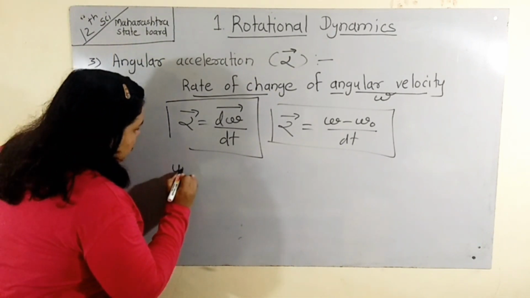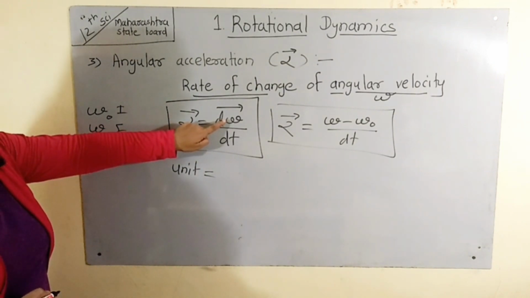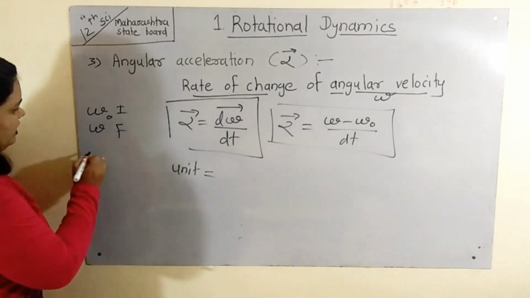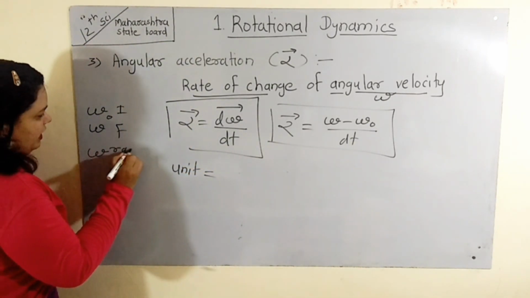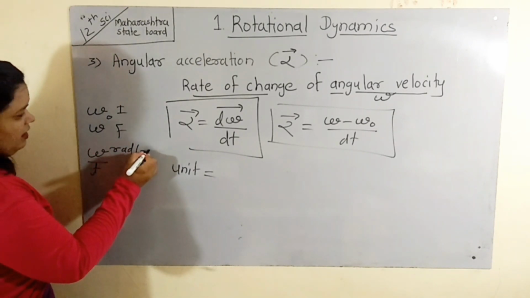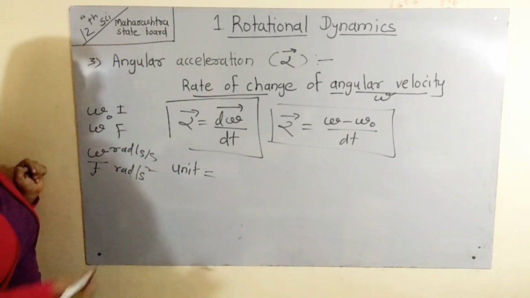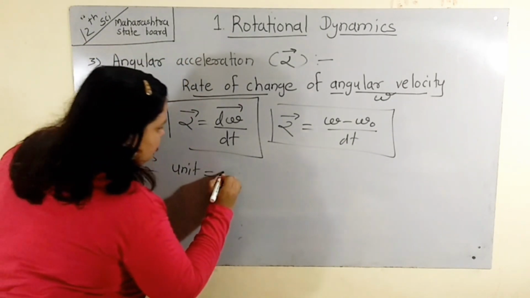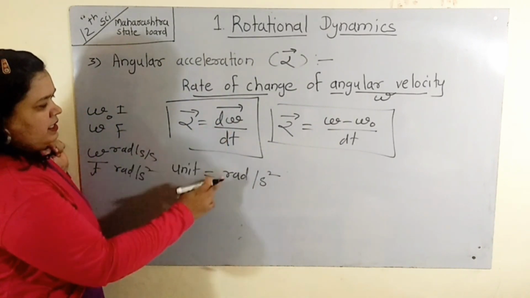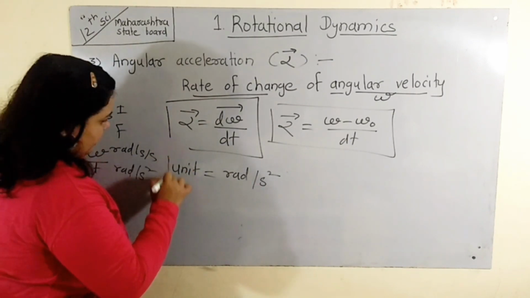Now, what is the unit of angular acceleration? Angular acceleration is omega, that is angular velocity, divided by time. Angular velocity omega has unit radian per second. Again it is divided by t, meaning radian per second divided by second, that means it is radian per square second. Angular acceleration has unit radian per square second.